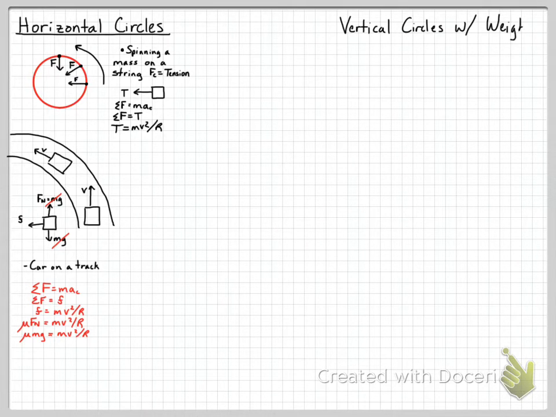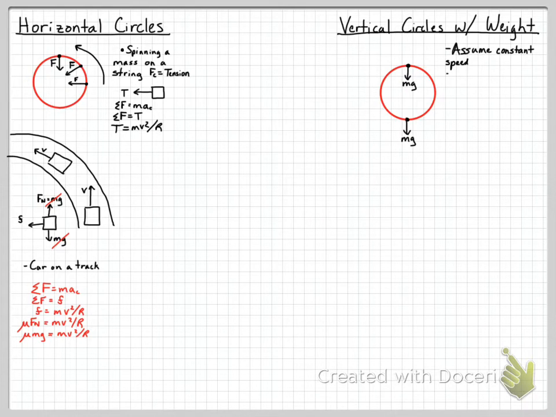So now we're going to talk about vertical circles with weight. So now with vertical circles with weight, at any given point, the weight will always be toward the center of the earth. So in this case, our earth is down, so weight will be down. And we assume there is a constant speed for this object. So that means the velocity is not necessarily constant. The reason velocity is not necessarily constant is because it may have a constant magnitude, but it is changing direction, so velocity is not constant.